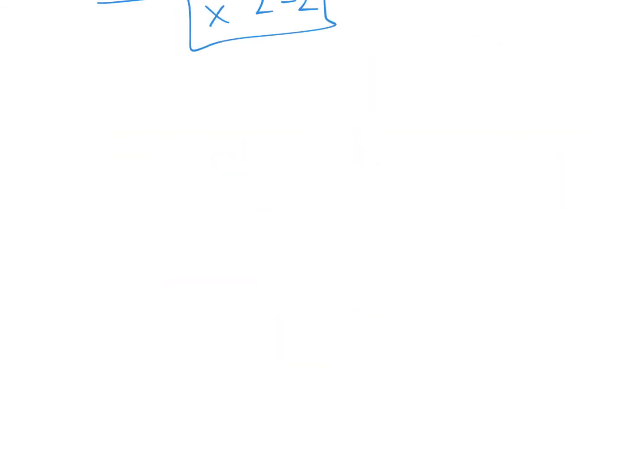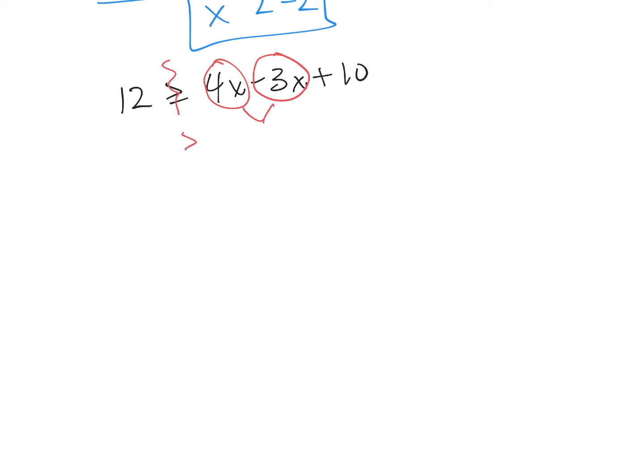Okay, next one. If I have 12 is greater than or equal to 4x minus 3x plus 10. All right, I have a variable here and a variable here. We're going to combine those two. They're on the same side if you have this squiggly line, right?